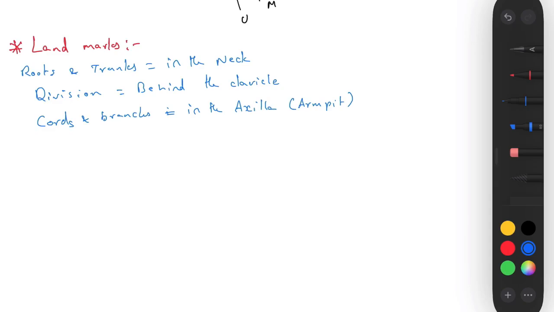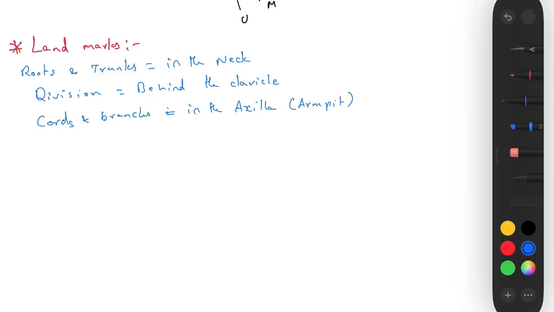So if you don't know, you can watch that video first, then after you can watch this video, because if you don't know those basic things, then you will get a little confusion with this brachial plexus and these things. Okay, next.